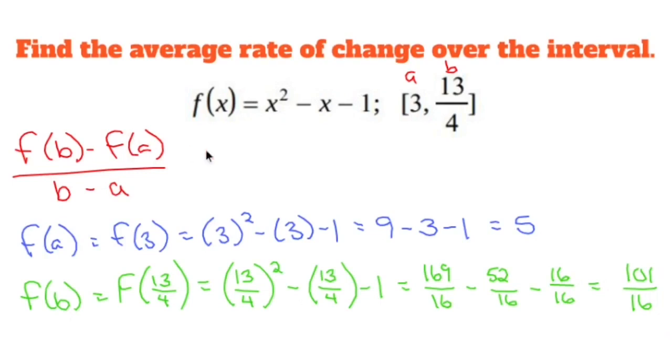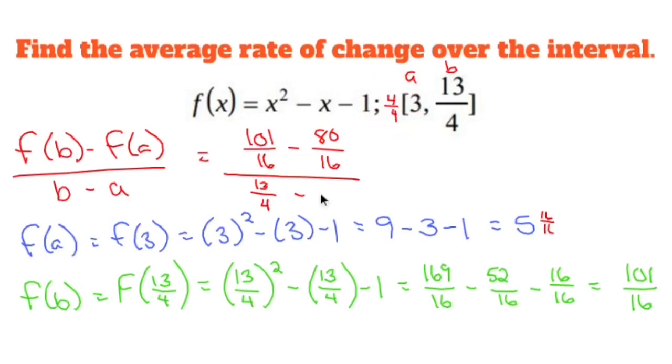Let's plug stuff in. So f of b ended up being 101/16 minus f of a, which ended up being 5. Let's turn 5 into something over 16 by multiplying 5 by 16/16, which is going to be 80/16. So that's just the numerator. All of that is going to be over b minus a, which is 13/4 minus a, which is 3. So why don't I turn a into something over 4 by multiplying it by 4/4. So you're going to get 12/4. Oh, that's actually going to turn out quite nice. 101/16 minus 80/16 is 21/16. 13 minus 12 is 1 over 4.